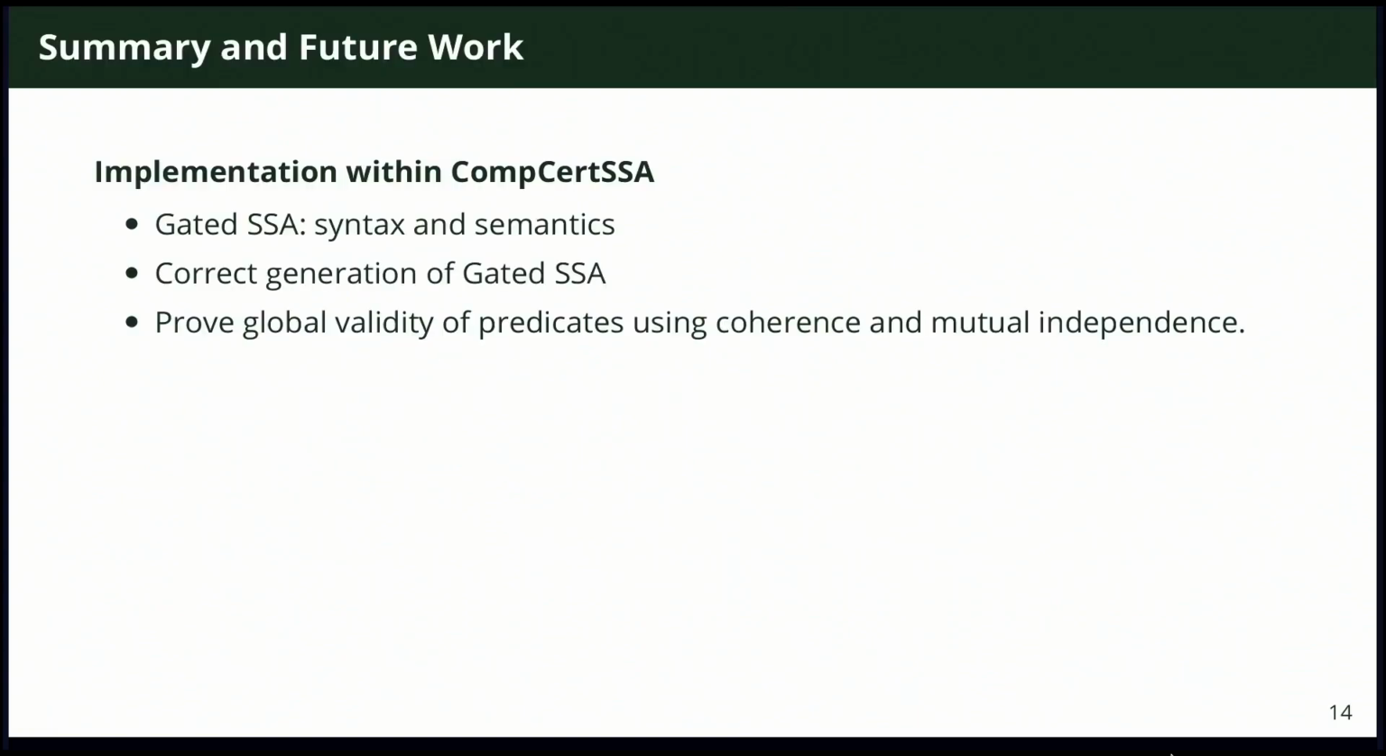So as a quick summary, we defined the syntax and semantics of gated SSA in the CompCert framework, and proved the generation of gated SSA correct. We did that by using two local properties, coherence and mutual independence, to prove a global validity property of our predicates that we eventually put in our gamma instructions.